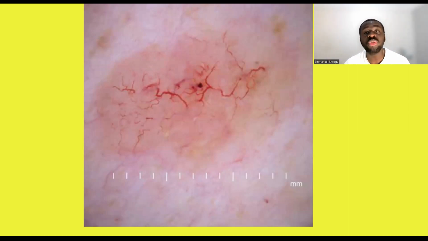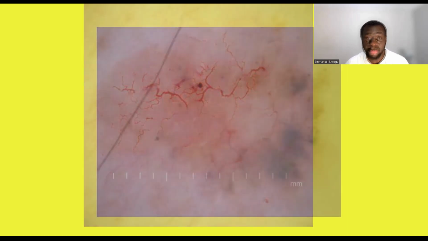So when you look at other malignancies like melanomas and squamous cell carcinomas, even though, of course, there is increased vascularity in those lesions, you don't see arborizing blood vessels. So if you're seeing arborizing blood vessels, it tells you that this lesion is most likely, or very likely, to be a basal cell carcinoma.